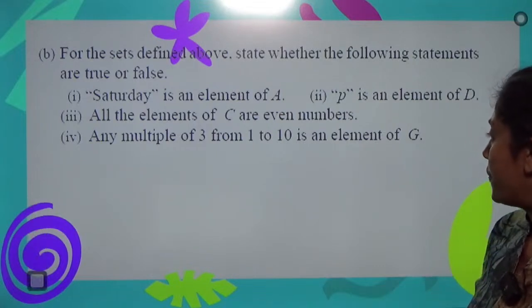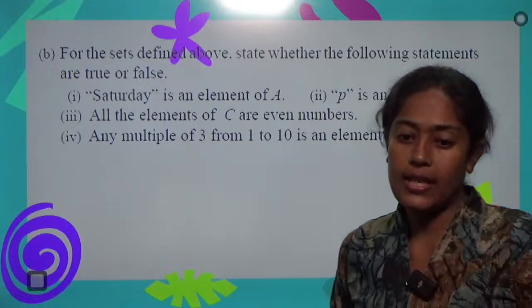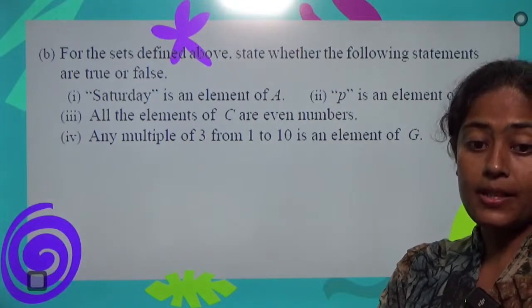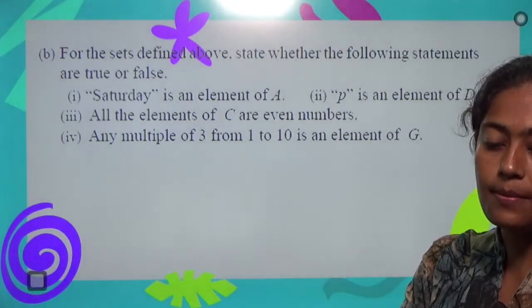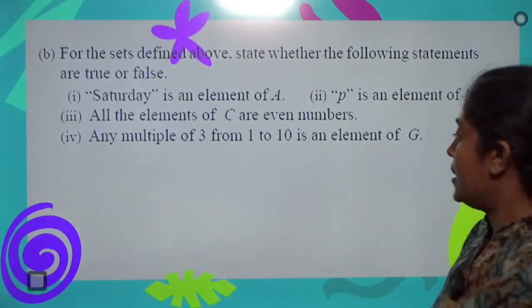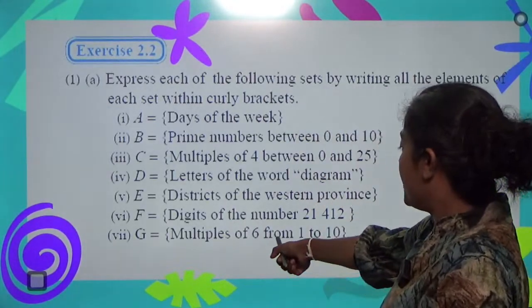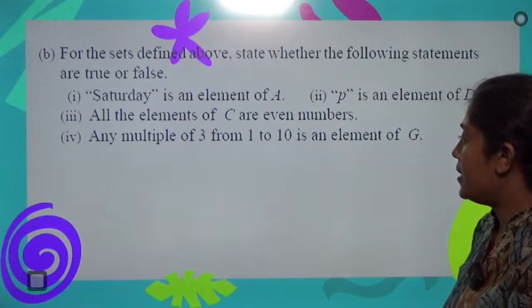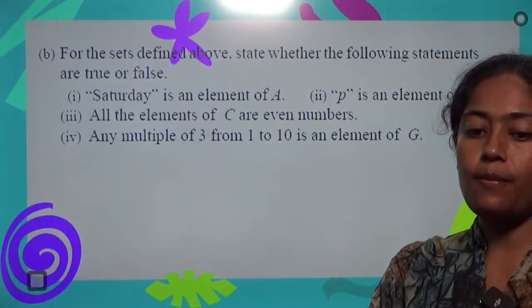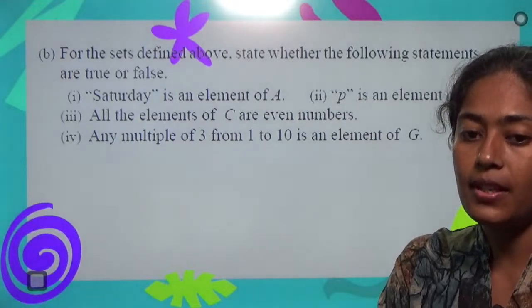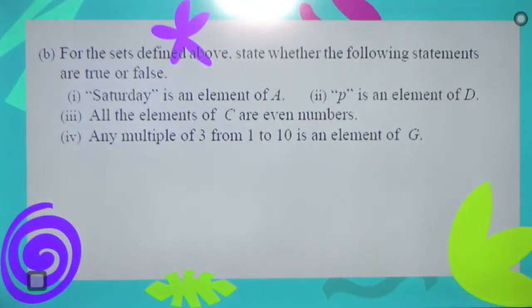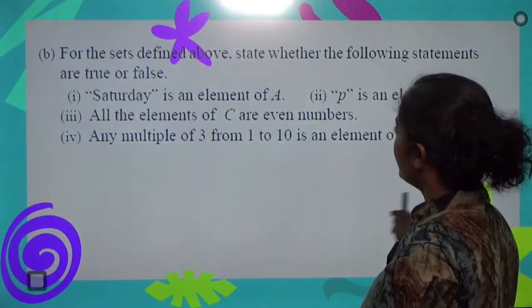All multiples of 3 from 1 to 10 is an element of G. Is that correct? False. Any multiple of 3 from 1 to 10 is an element of G. G is what? Multiples of 6 from 1 to 10, only we had element as 6. So, they ask any multiples of 3 from 1 to 10 is an element of G. That is wrong, no? Yes. Okay. Next one.